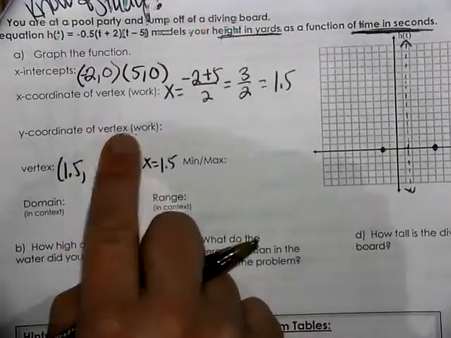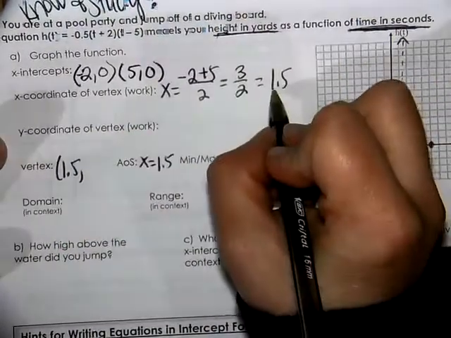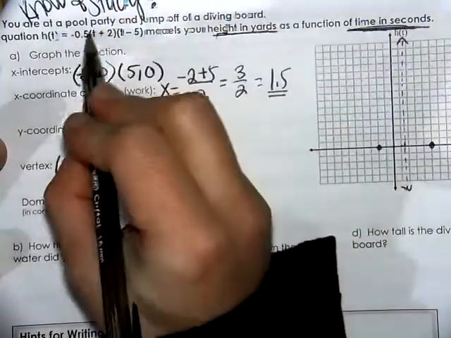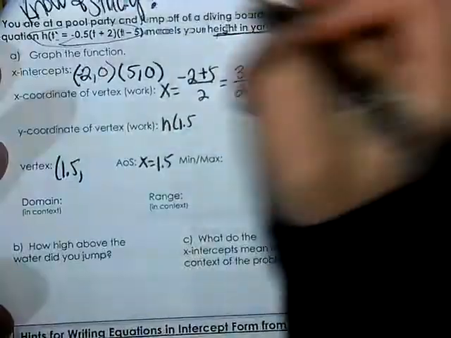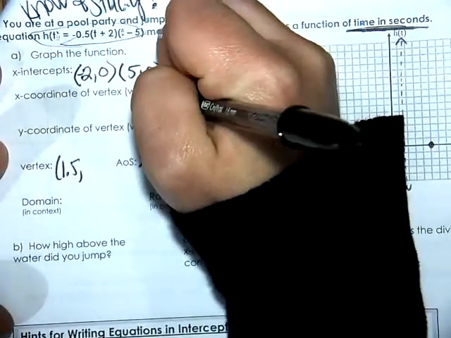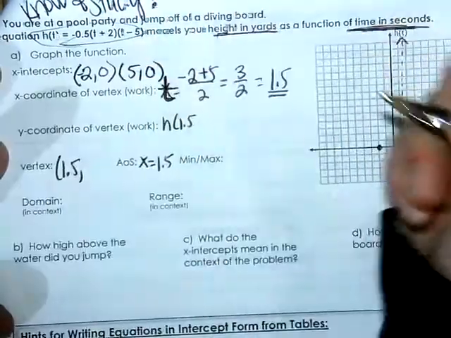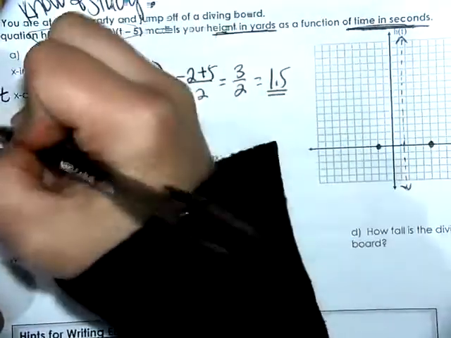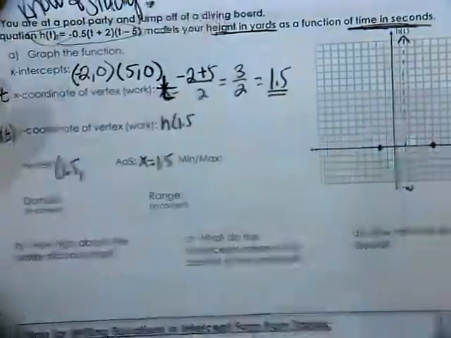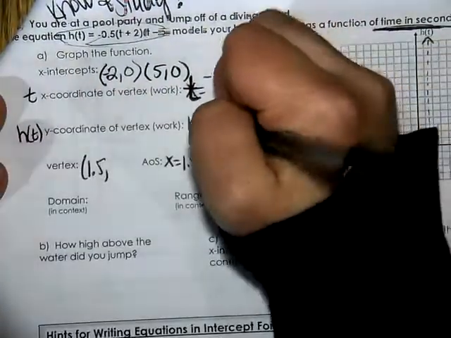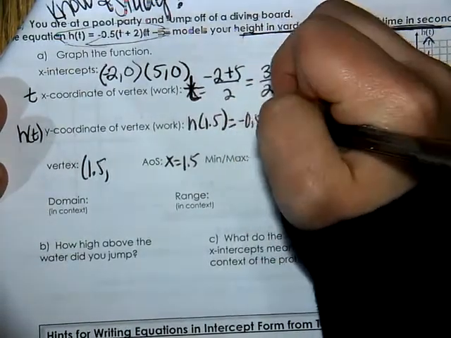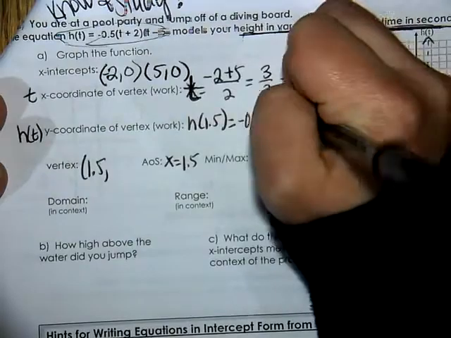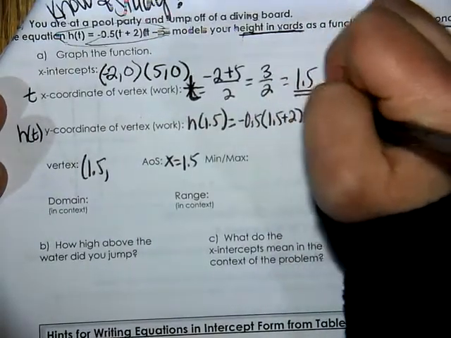So now I'm going to find the y part of my vertex by substituting 1.5 back into my original problem right here. I'm going to write h(1.5), so that's my t value. I call it my x, but it's really supposed to be t because this is time, technically. So I'll call it my t coordinate and my h(t) coordinate. So h(1.5) is equal to -0.5(1.5 + 2)(1.5 - 5).